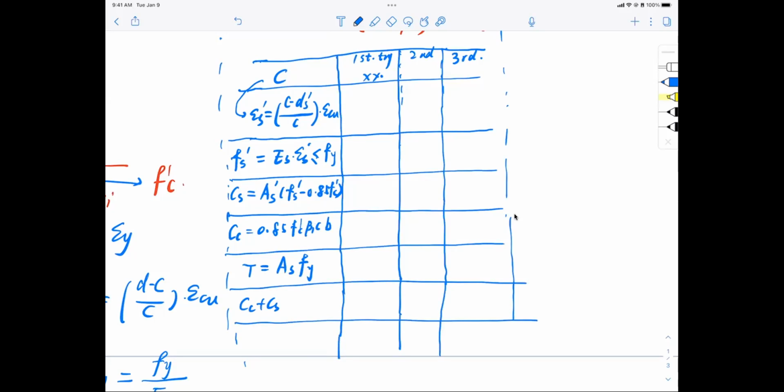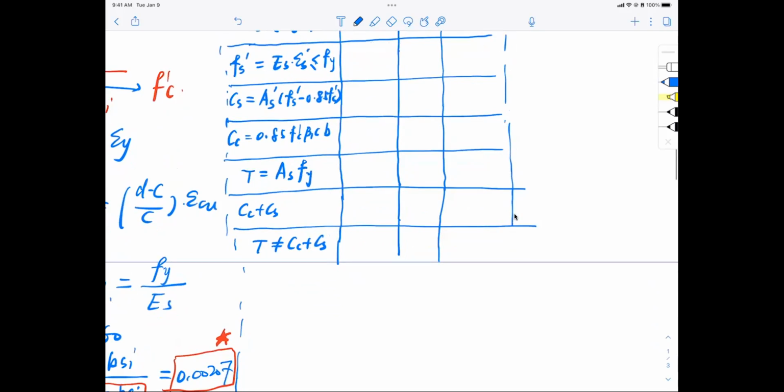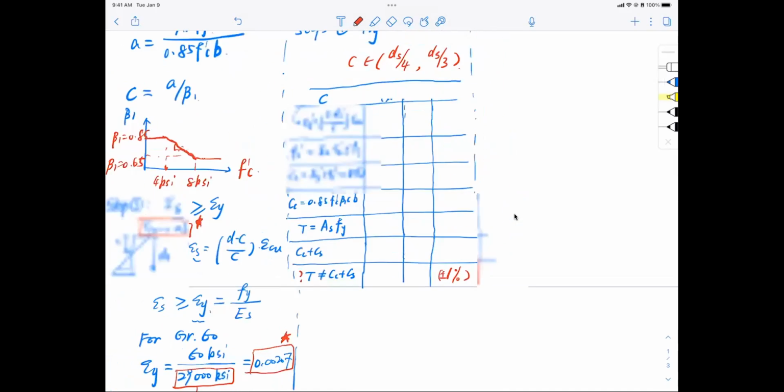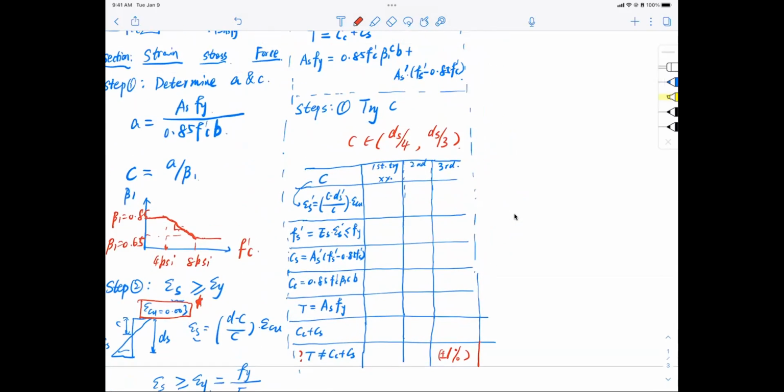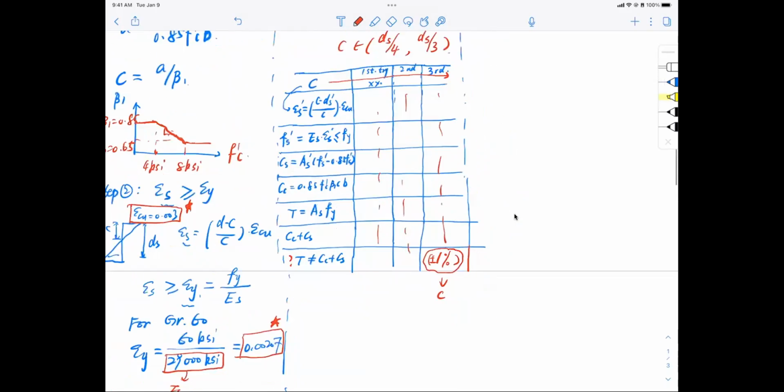And then afterwards, you check whether tension equals total compression or not, there's a question mark here. And the error requirement is that it has to be within 1% of error, okay? Minus or plus 1% of difference. So what are we doing here? You keep trying different C values until all these numbers arrive at 1% of difference, then bingo, that's your ultimate C value here, okay?